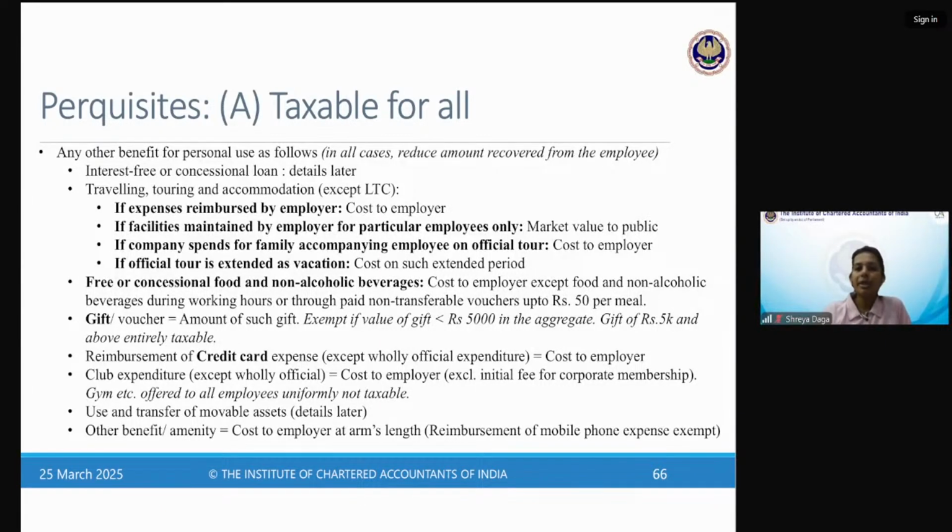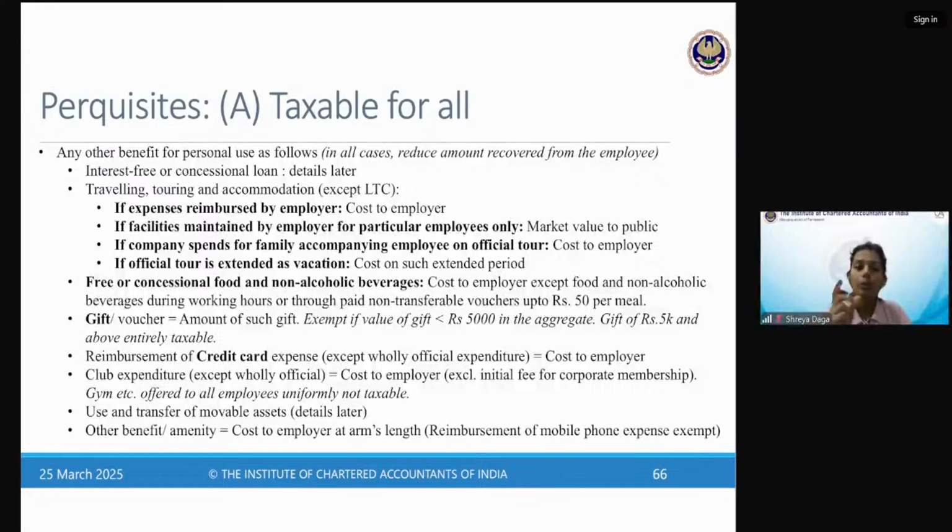Offices these days have gyms, okay, or there are clubs and they give club memberships. If it is entirely for official purposes, or they set up a gym which anyone can use, when there is no tangible benefit to one employee, or when it is an official expenditure being used in the official course of duty, then it is not a perquisite. But if you are allowed to use it for personal purpose, okay, then it is a perquisite, and the value of that is the cost to the employer, whatever they had to pay.